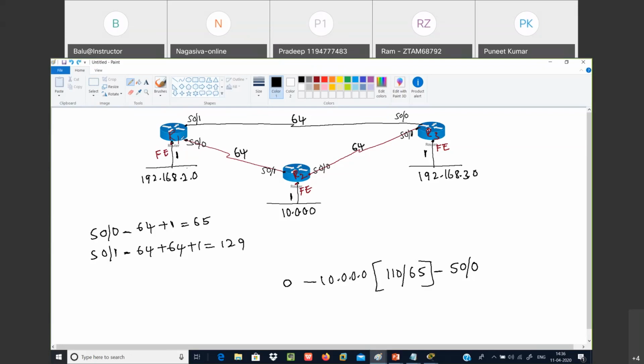Now you tell me, guys, if 0/0 fails, what information can you get in the routing table? 10.0.0.0 is being updated by OSPF, in brackets 110 by 129. Okay, via which interface is it going? Serial 0/1, right?